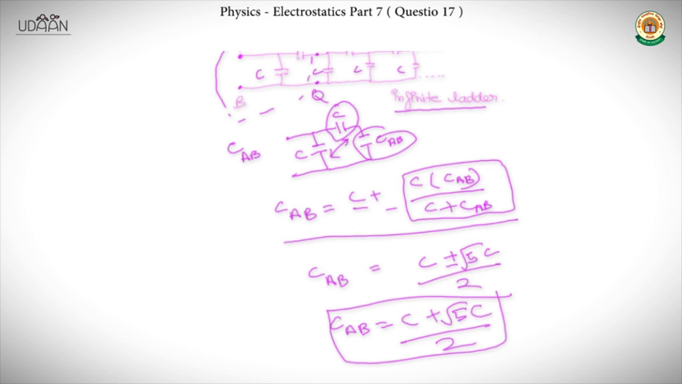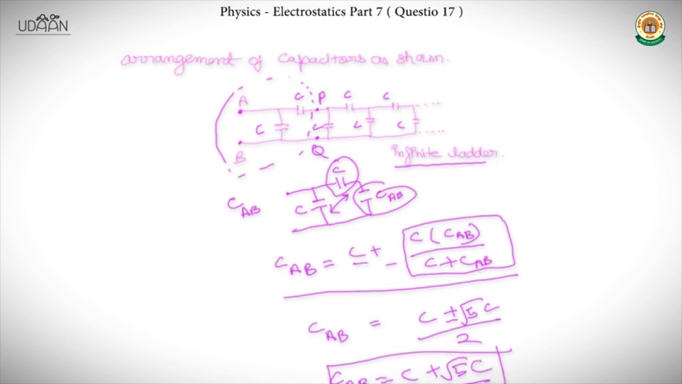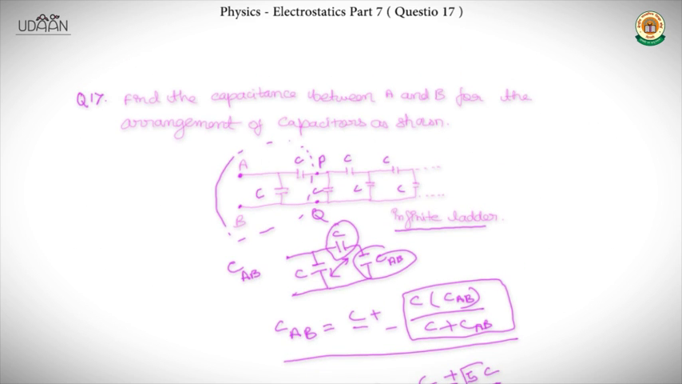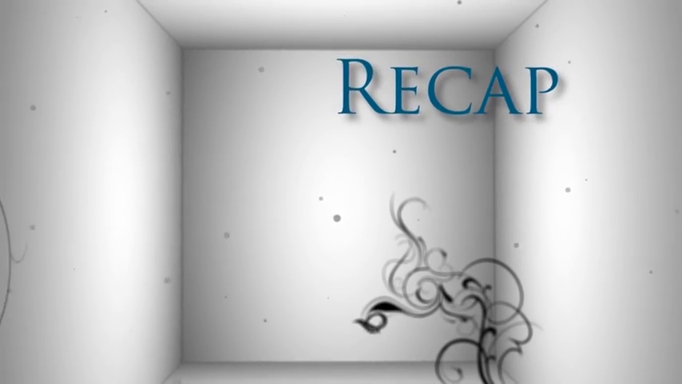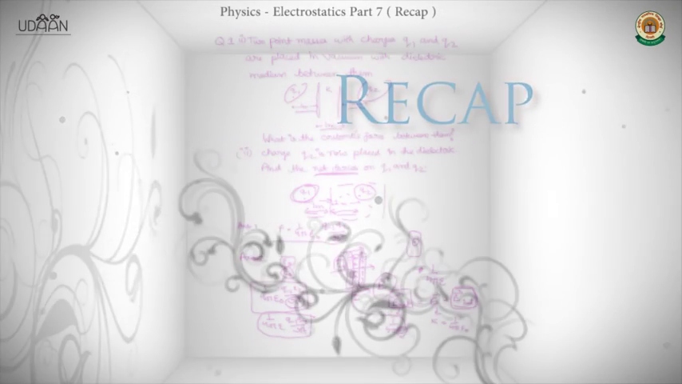So the brief overview of this problem was that we just reduced the system by realizing that the equivalent capacitance between A and B is nothing but equal to the equivalent capacitance between points P and Q.